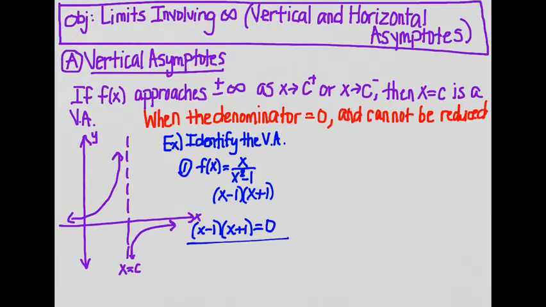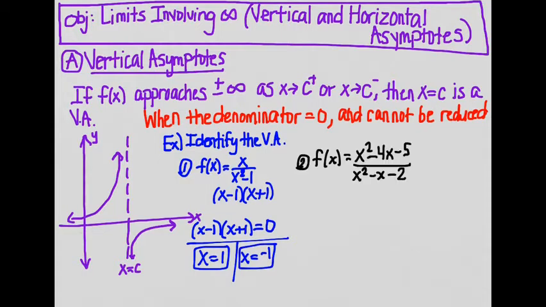And I have two vertical asymptotes. x equals positive 1 makes the denominator 0, and x equals negative 1 makes the denominator 0. And since it can't be reduced, it would be a vertical asymptote. Let's try another one, number 2. f of x equals x squared minus 4x minus 5 over x squared minus x minus 2.